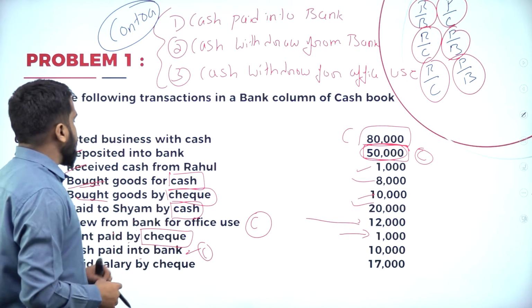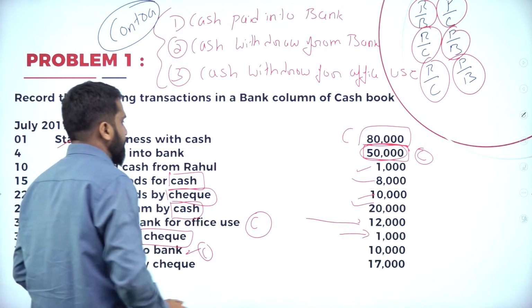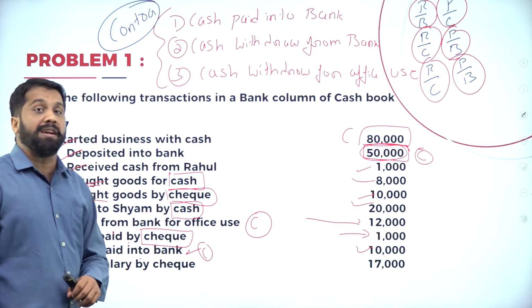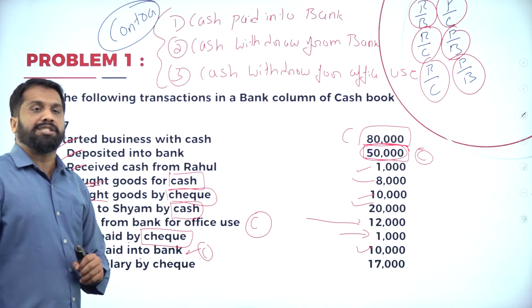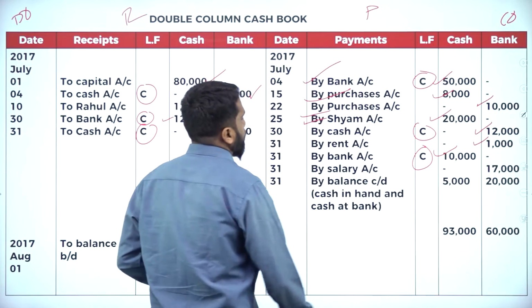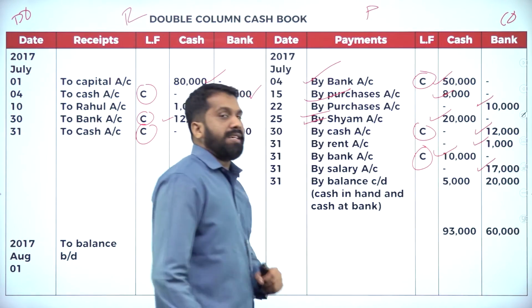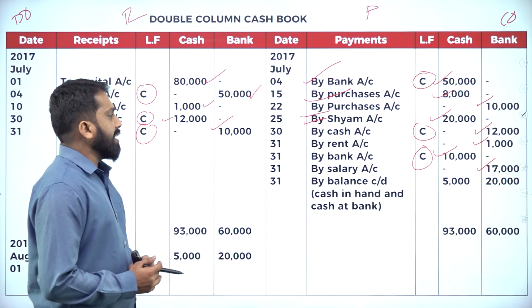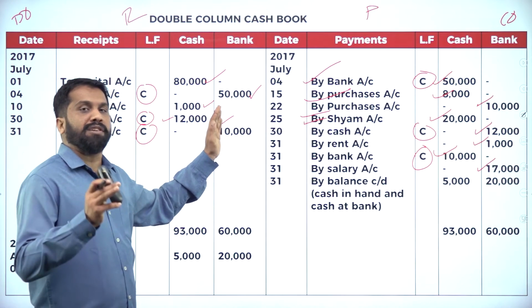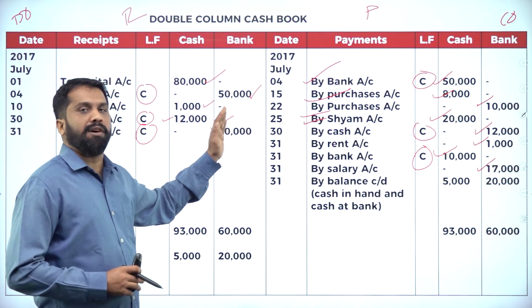Now, next one, this is done. Last one, paid salary by cheque. Paid means what? Payment side. Cheque means what? Bank column. 17,000. Now, as I told you, don't check cash and bank together. First we'll go for cash, then we'll go for bank.